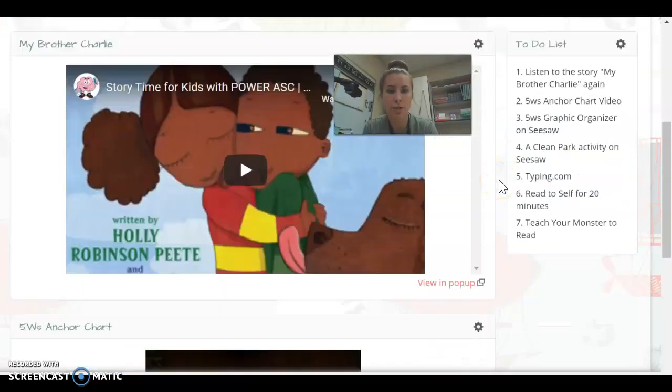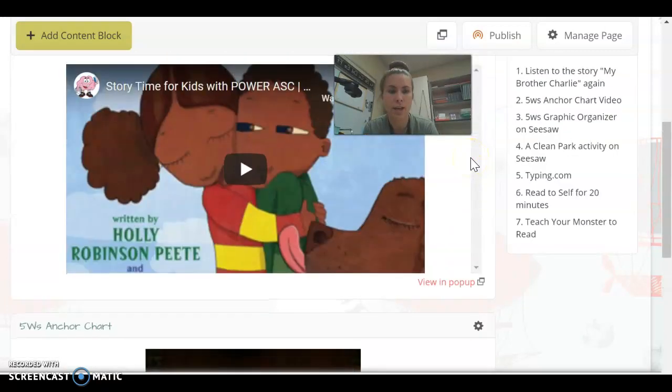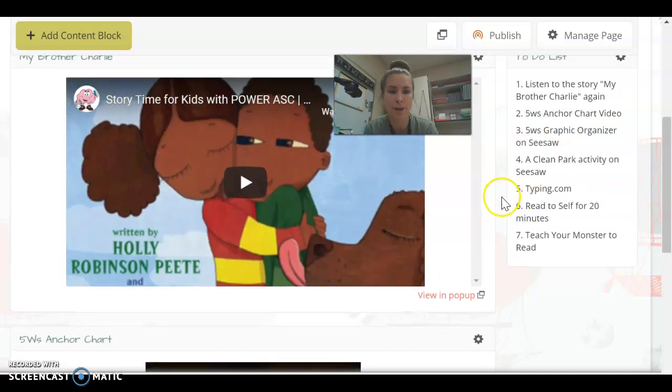So make sure once you're done here on your PowerSchool page, you go over to your Seesaw page and you're going to be completing the Clean Park activity and the 5Ws graphic organizer.